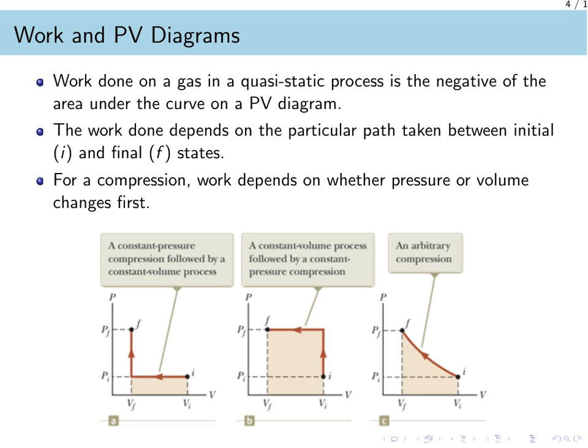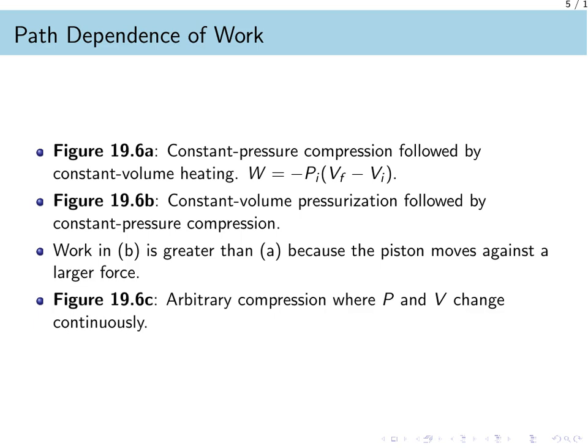We can see three different examples here. In the first case, a gas undergoes constant pressure compression, followed by a constant volume process. In the second, it undergoes a constant volume change, followed by constant pressure compression. The third shows an arbitrary compression, where both pressure and volume change continuously. In each case, the shaded area representing work is different.